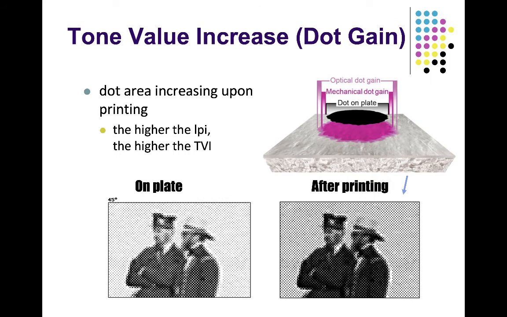With regard to dot area and screen frequency, or LPI, we have a very important quality characteristic called TVI, or tone value increase, also called dot gain. There are a variety of reasons that dots grow when printing, depending on the print process, but they do grow. Mechanical gain is from pressure between the plate and the substrate. Optical gain is the spreading of the ink into the substrate around the edges of the dot. Regardless, the higher the LPI, the higher the dot gain, or again, TVI, same term. This is an important relationship, and measuring the dot gain is essential to controlling the tones in the print process.